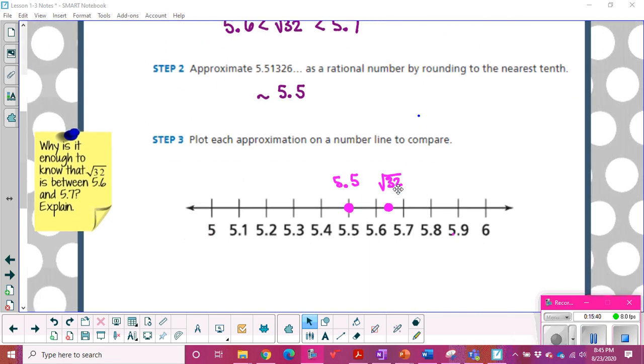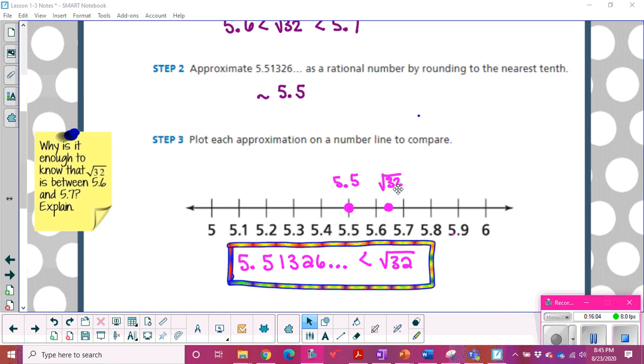And I know that 5.51326, which kept going on, is less than the square root of 32. I'm going to circle that for you guys real quick. So it is less than.